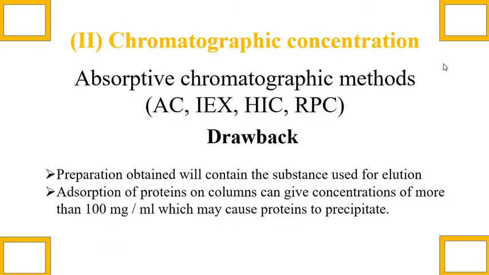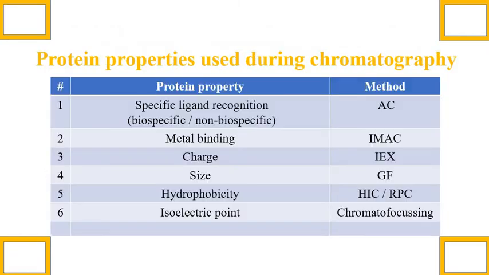Second method which can be used for protein sample concentration is chromatographic concentration, which involves the absorptive chromatographic methods like affinity chromatography, ion exchange chromatography, hydrophobic interaction chromatography, and reverse phase chromatography. But this method may have certain drawbacks, like the protein preparation obtained will contain the substance used for elution, and adsorption of proteins on columns can give concentrations of more than 100 milligrams per ml, which may cause proteins to precipitate.